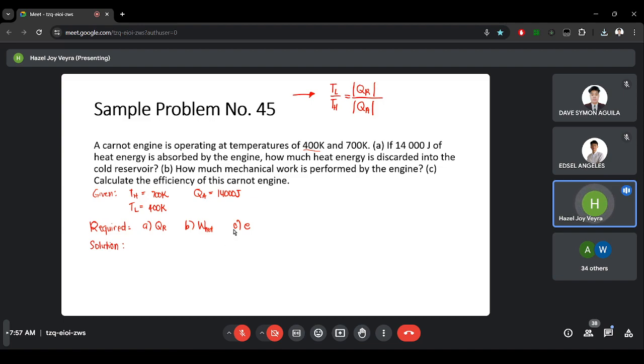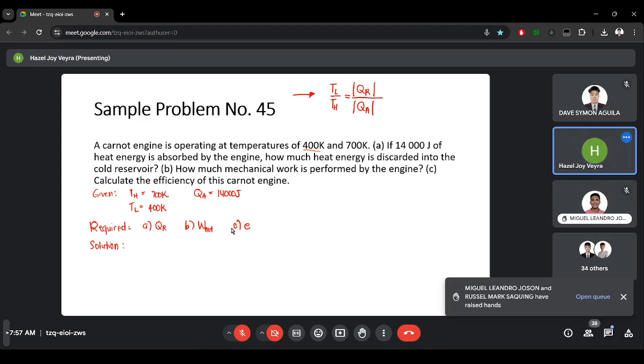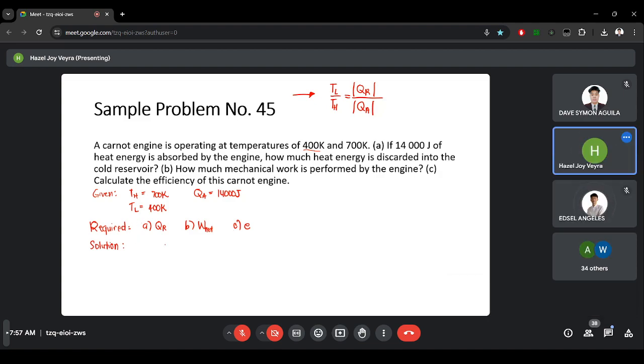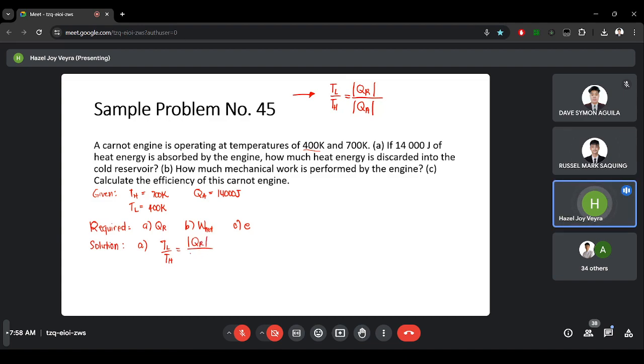We have TL, TH, QA. Mr. Saki, what will be the formula for letter A? The formula is TL over TH is equal to the absolute value of QR over QA. And how will we get QR? The formula, we derive it.